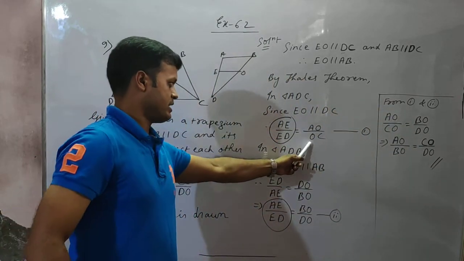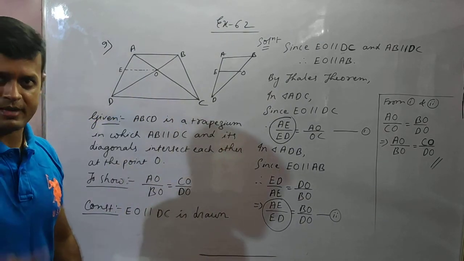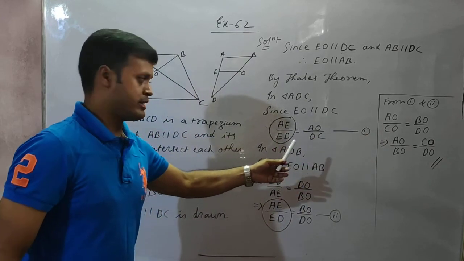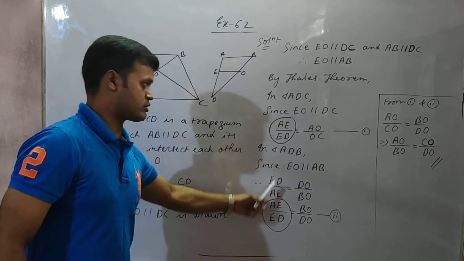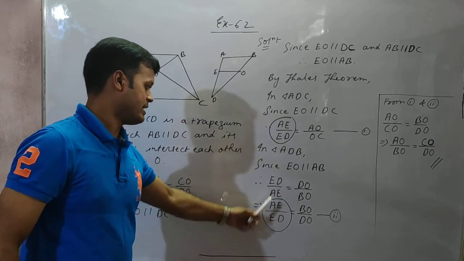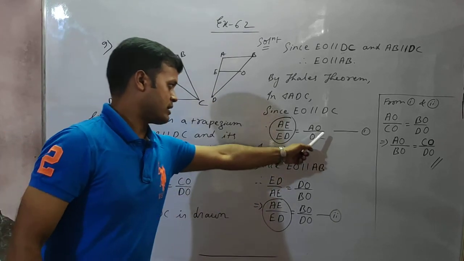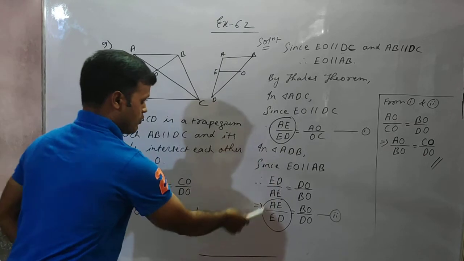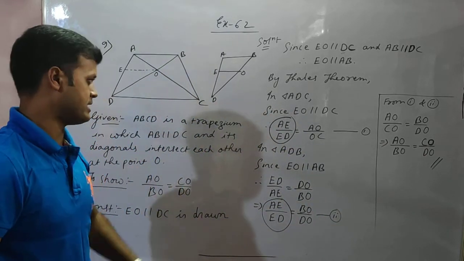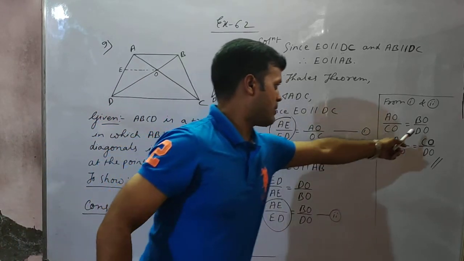In place of OC, can I write CO? OC and CO are the same line segment, isn't it? So from 1 and 2, what did I get? Here also AE by ED, here also AE by ED, so AE by ED are equal. If the left hand sides of 1 and 2 are equal, the right hand sides obviously will be equal. So AO by CO is equal to BO by DO.